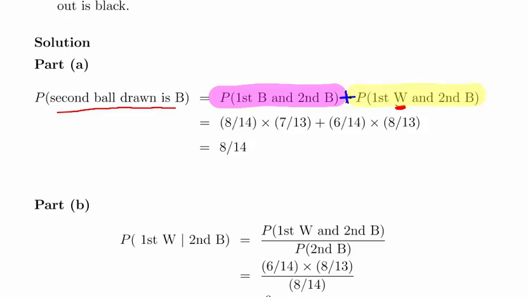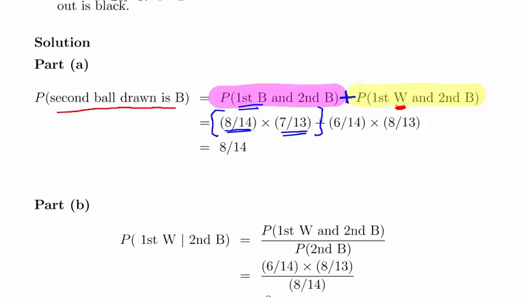scenarios. So in the first instance there are 8 black balls out of 14, so the probability of the first ball being black is 8 out of 14, and then there's 13 balls left, and out of that 13, 7 are black, so 7 over 13. So this is the first part here. So that's 8 over 14 times 7 over 13.